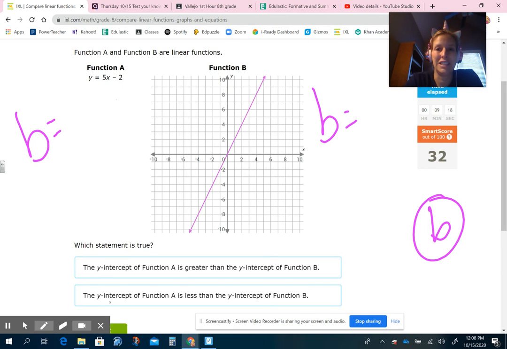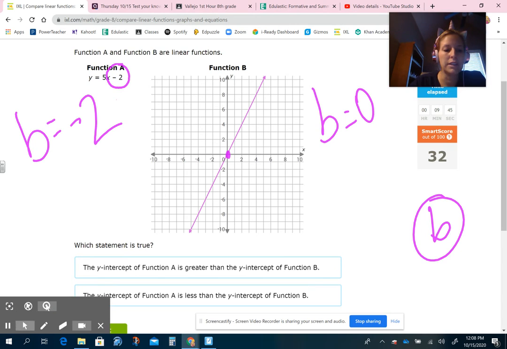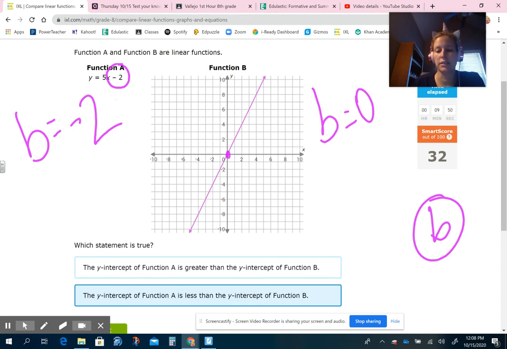Okay, let's see how you did. Did you notice that's a -2, not a +2? I hope you did, because it's subtraction, so it is a negative. And look where this one goes through. Where does that go through? That goes through 0. So which one is greater? B would definitely be greater, wouldn't it? Because 0 is bigger than -2. So we can safely say that the y-intercept of function A is less.